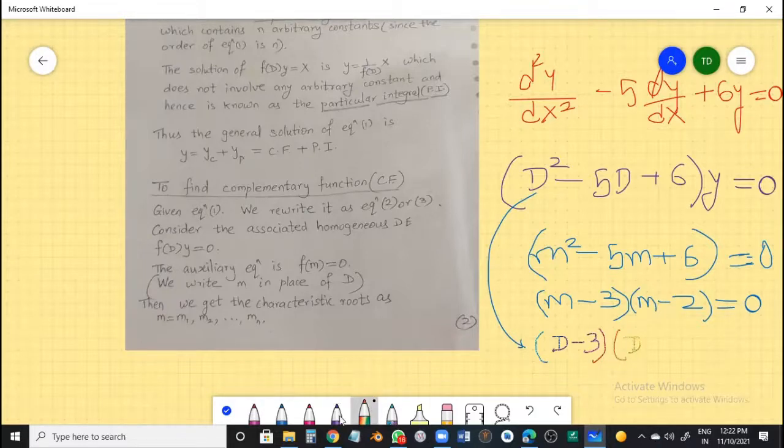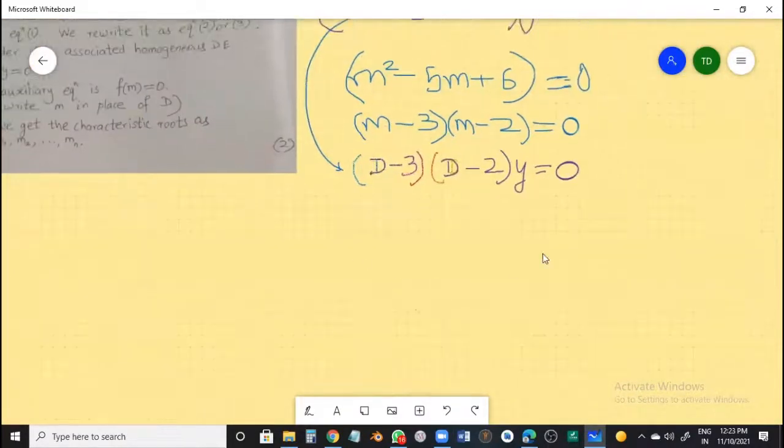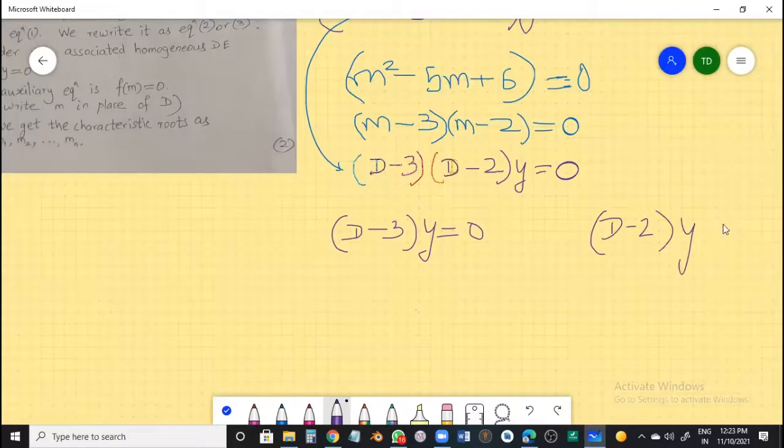D minus 2 and then operated on y is equal to 0. Do you all agree? So the differential equation now I have written in this fashion. So I can bifurcate this. I can have two different equations out of this. What are they? I'll get D minus 3 operated on y equal to 0, and D minus 2 operated on y is equal to 0. This kind of equations I've got.